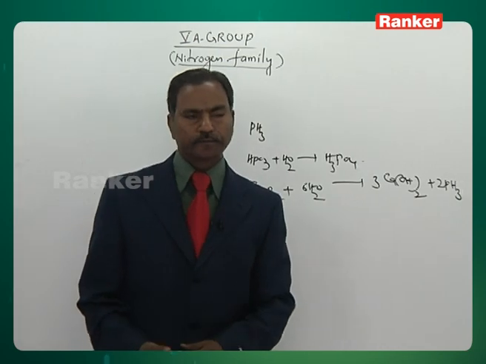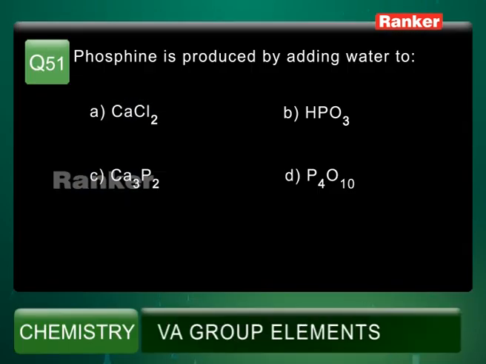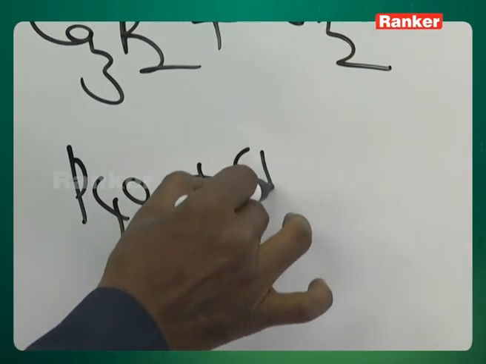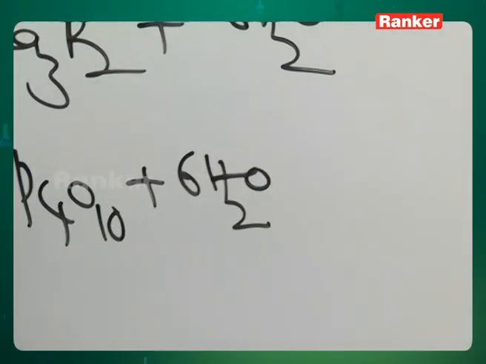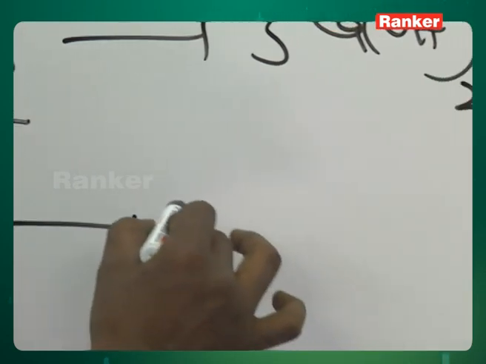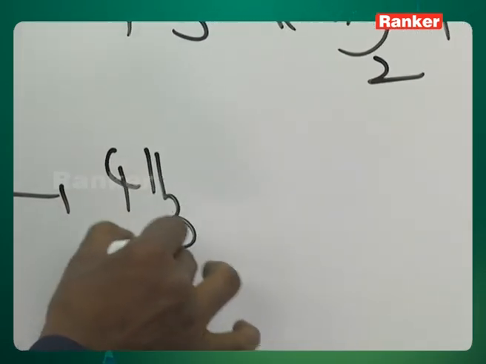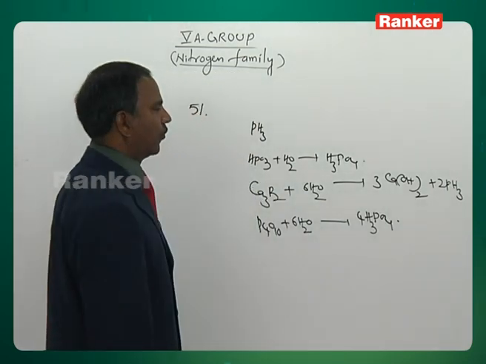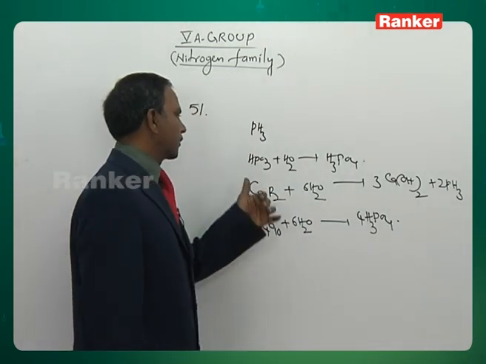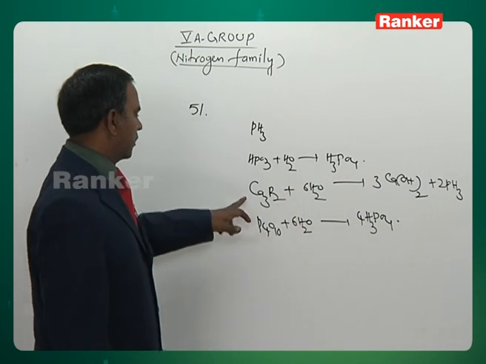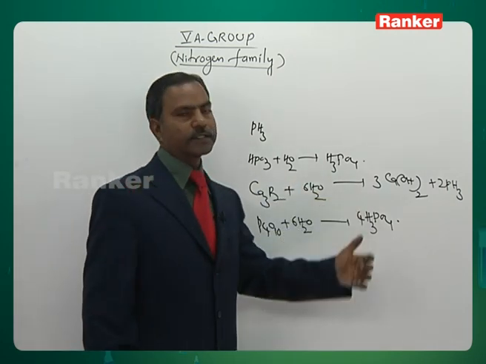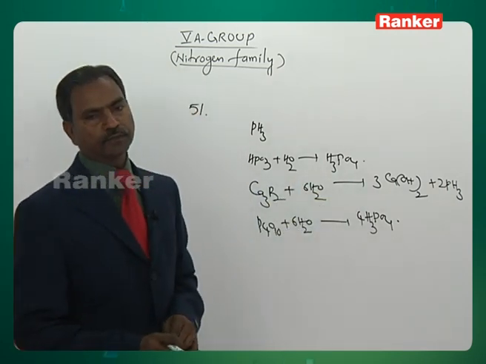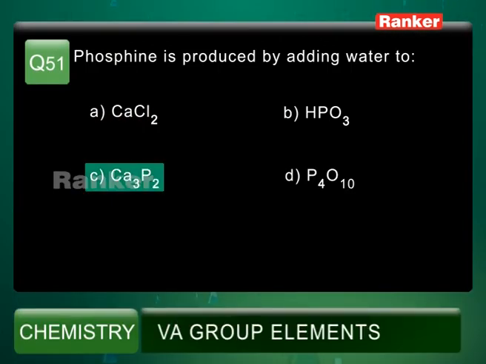Calcium phosphide. If you talk about P4O10 plus 6H2O, then we are getting 4H3PO4. So this is not producing any phosphine, but calcium phosphide on hydrolysis, you are getting what? Phosphine gas. Therefore, question number 51, the answer is C.